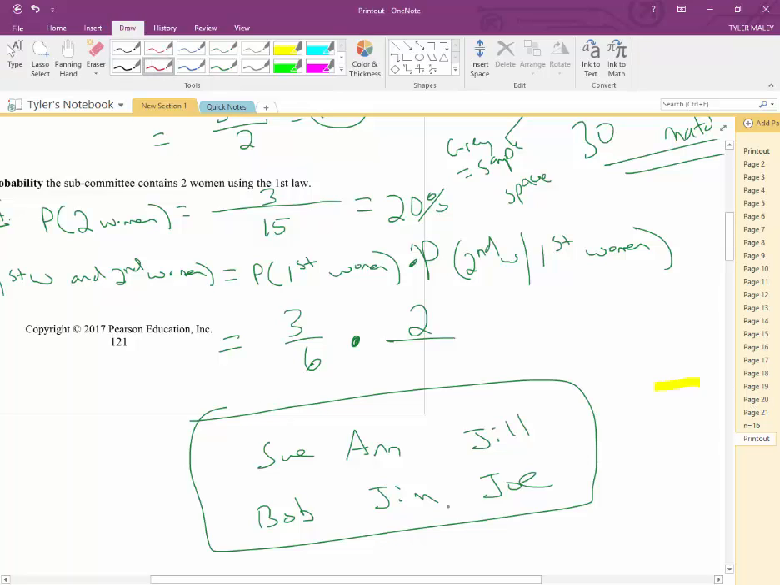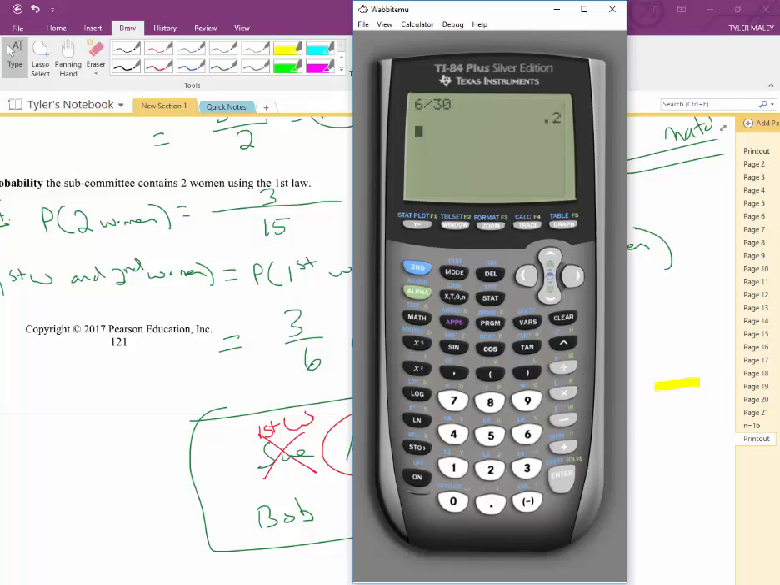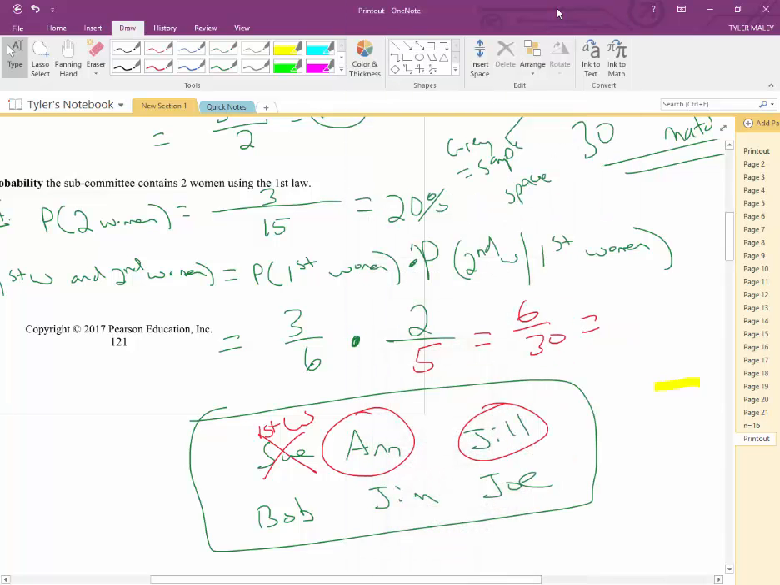So let's assume Sue was the first woman chosen. So she's now gone. So granted that the first was chosen as a woman, we have 2 women left. And then how many total options do we have? 5. So this would be 3 out of 6 times 2/5. So this would end up being 6 out of 30. So if we take 6 divided by 30, we get 0.2. So 20% still.